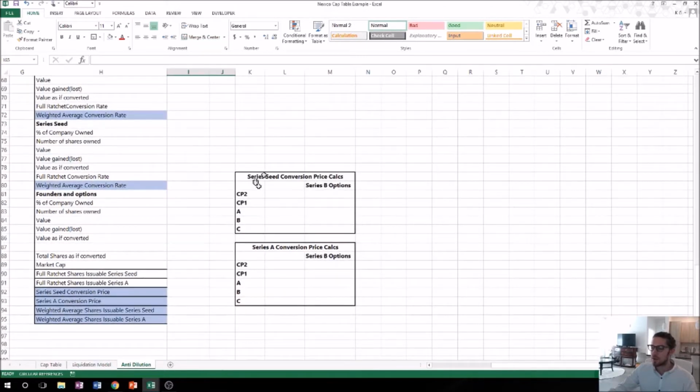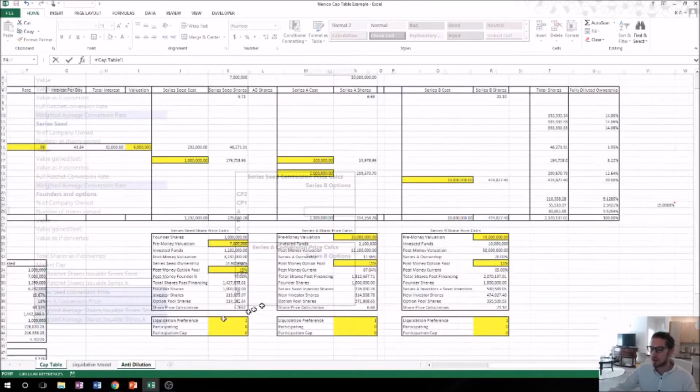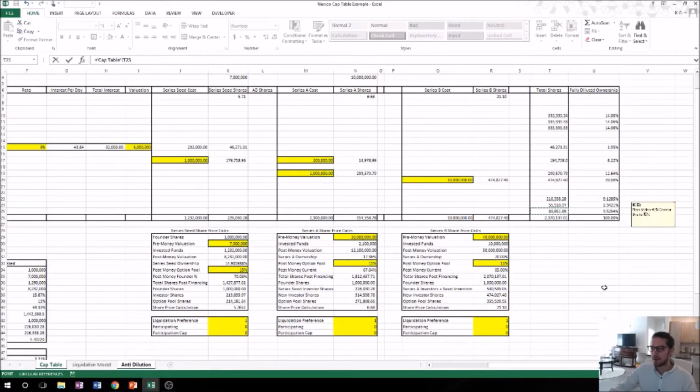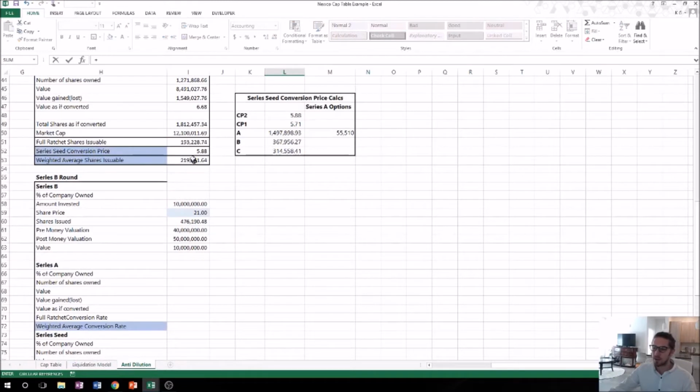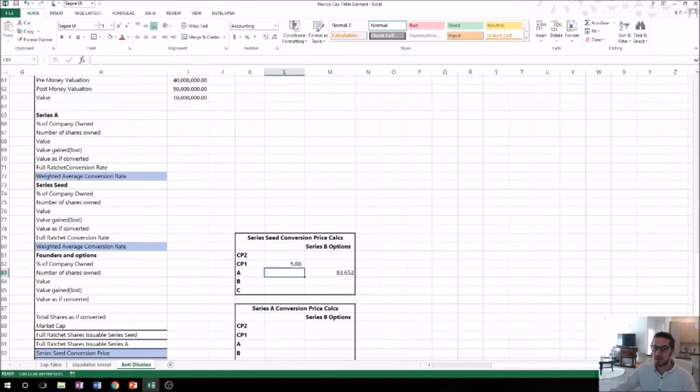So I've copied and pasted from above the basic outline of the conversion price calculations. You can do the same thing. And the first thing we need to get are the options from Series B. So we can go in and get the Series B options from right there that we calculated in the cap table. And then we'll go up and do CP1, which is just the Series C conversion price from the previous round. So that's it right there, that 588, as you can see, Series C conversion price.